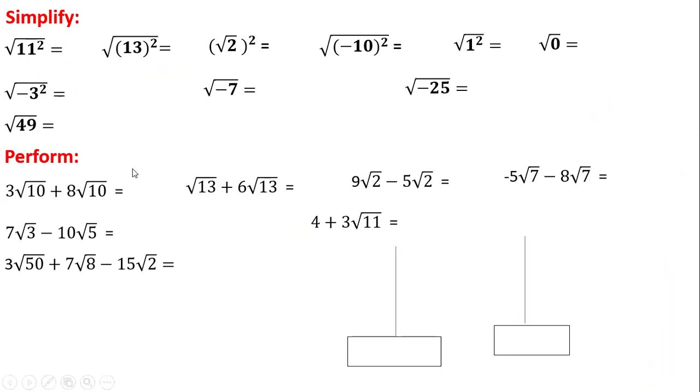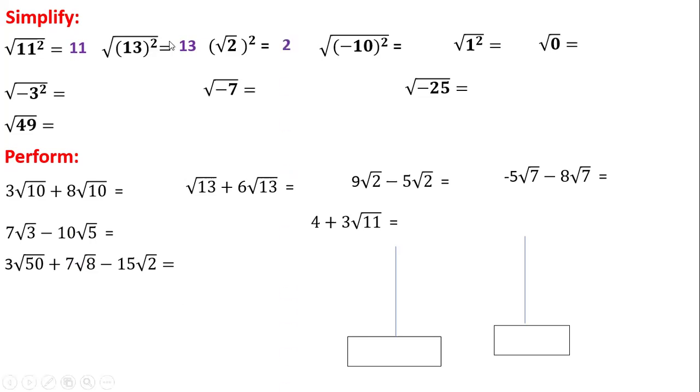Let's simplify these radicals. Radical 11 squared: we have an important rule which says radical a squared equals a, such that a should be positive. So since 11 is positive, the square cancels the radical and the answer is 11. Radical 13 squared, also the square cancels the radical and the answer is 13. Radical 2, all of it squared, the square cancels the radical and the answer is 2.